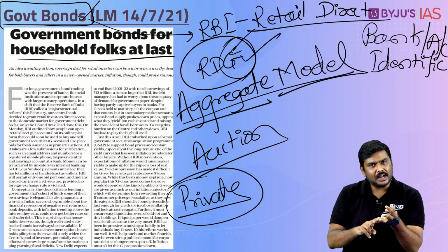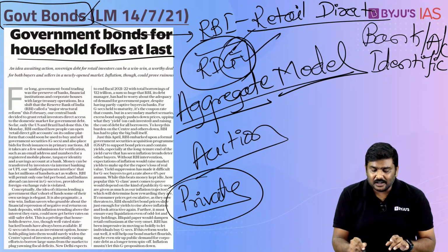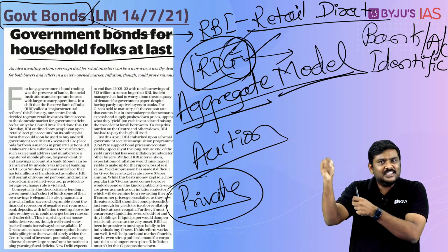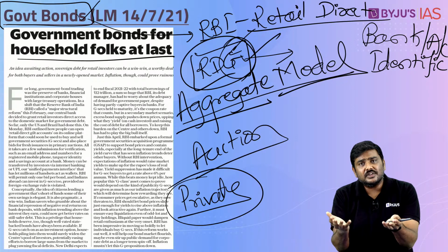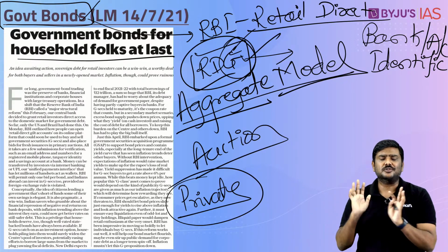So have a bank account, SB account, have documents, open a retail direct gilt account with RBI, then start bidding for these particular G securities as such. Are the non-resident investors allowed to follow this particular process? Yes, even they are allowed to follow the process.